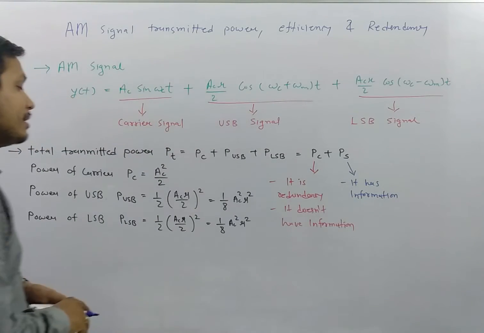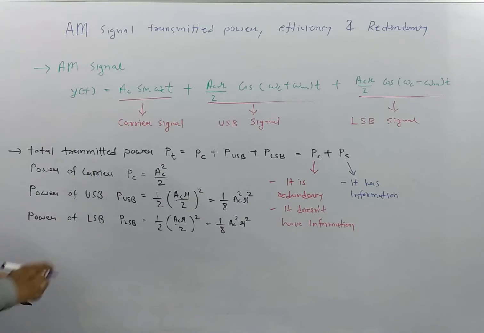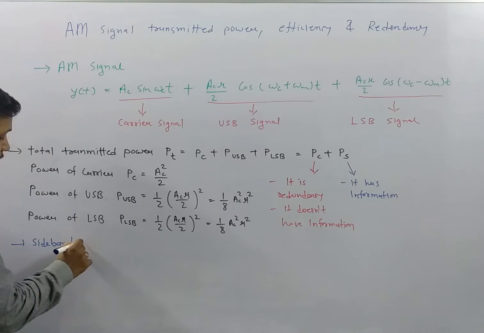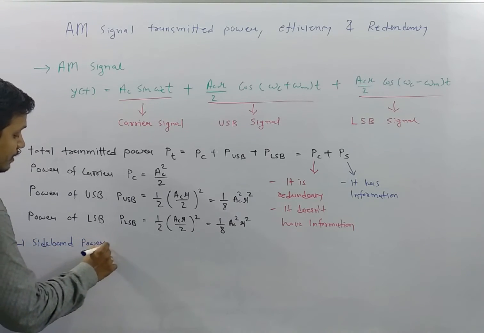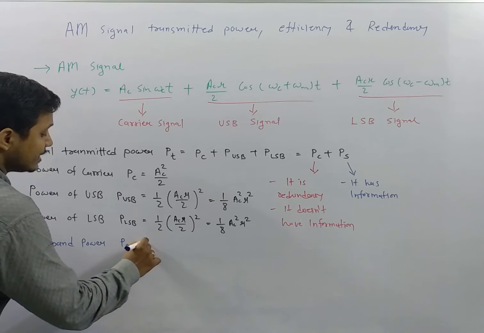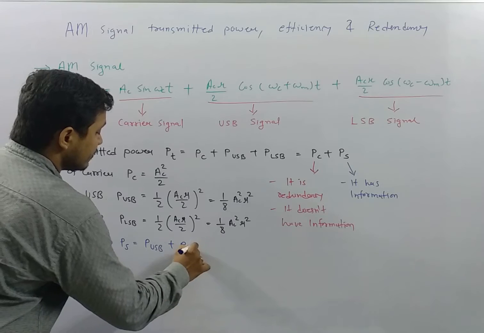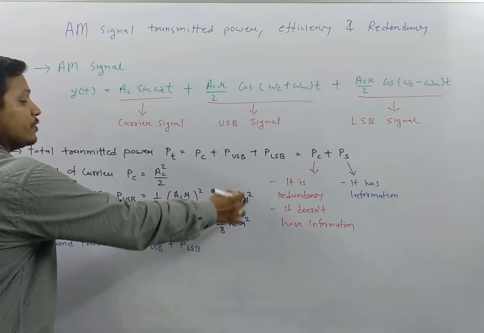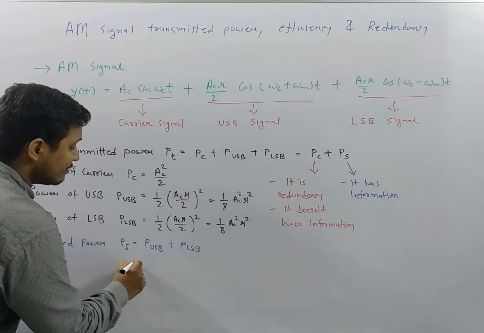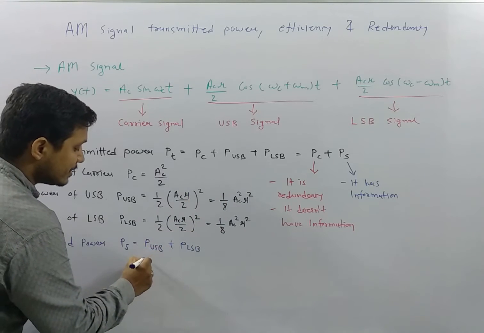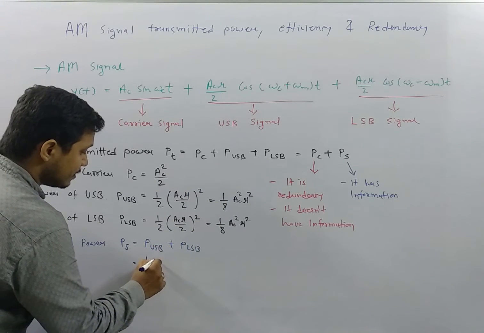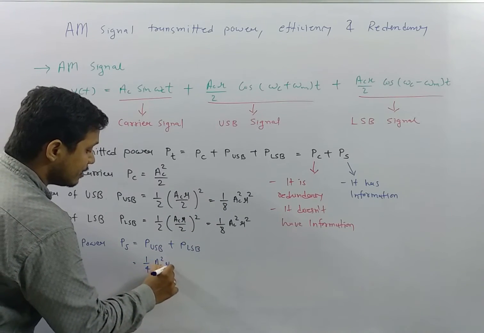So ultimately, if I say what will be sideband power here, sideband power Ps is P of USB plus P of LSB. And if you add these two, you will find it will be the same. So we can say it is 1/4 Ac² μ².